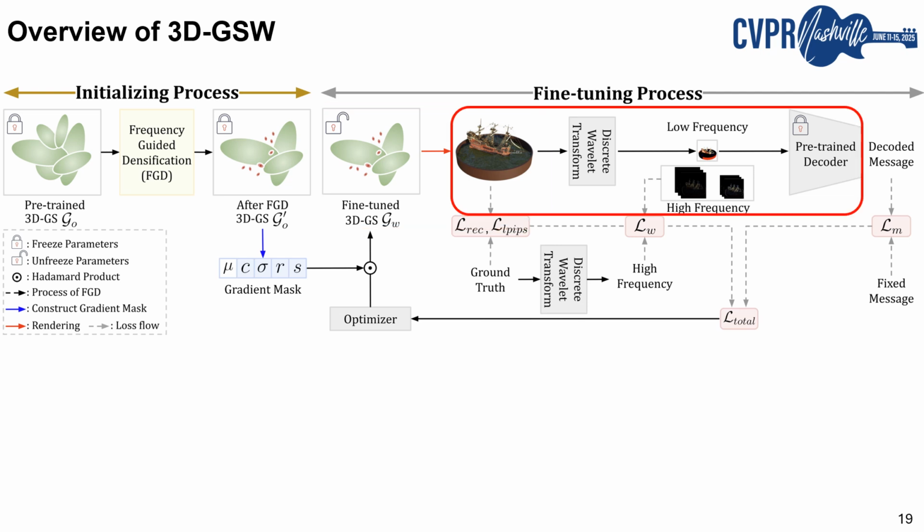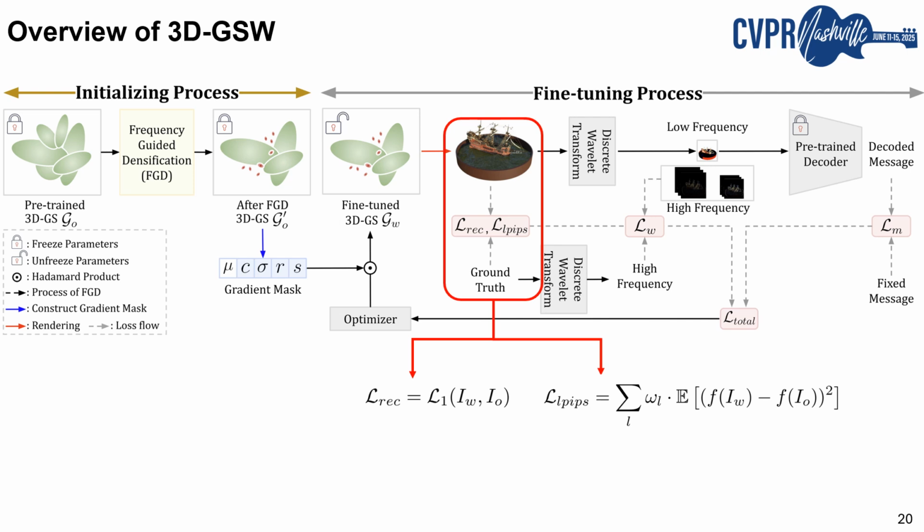Then, we apply DWT to the rendered image, using the low frequency as input to a pre-trained decoder. For reconstruction loss, we measure the difference between the original image and the watermarked image. For LPIPS loss, we evaluate the perceptual similarity between the feature maps of the original image and the watermarked image. LPIPS loss is typically computed by extracting feature maps from a pre-trained neural network.